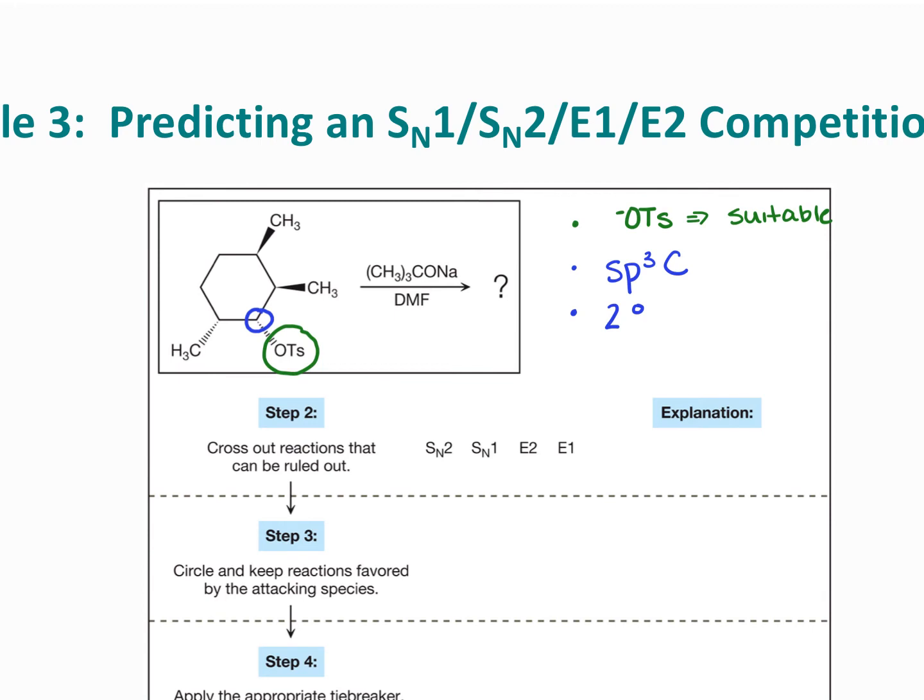Now, what is our attacking species? We're going to come in here and remove that sodium so that the attacking species is CH3CO minus. Okay. Now, this is a tert-butoxide anion.